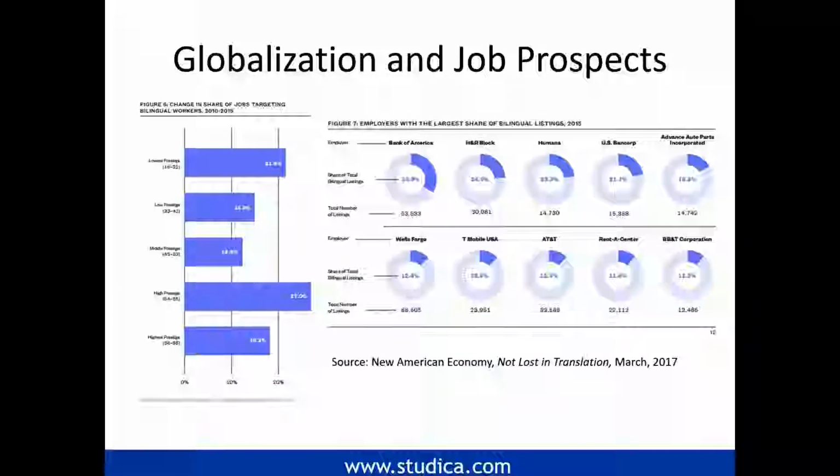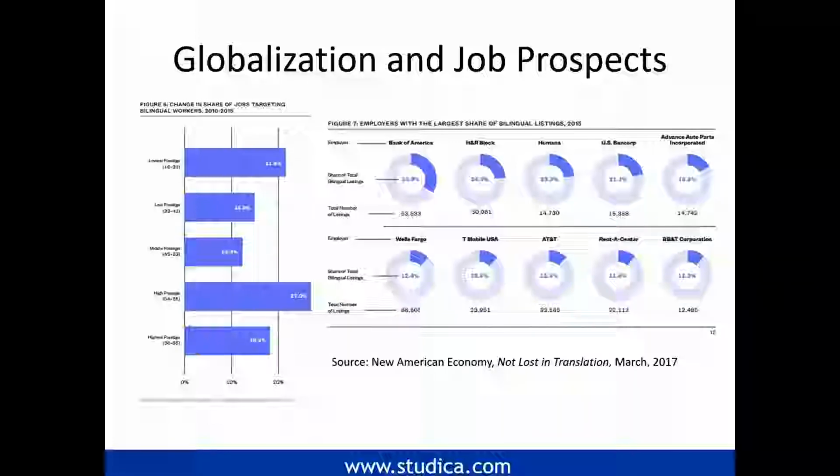These stats are showing us what I just described. The figure on the left is the change in share of jobs targeting bilingual workers between 2010 and 2015, and it's split up by prestige. Now, prestige is, I want to say, an abstract measurement. It's essentially how people perceive the prestige of a certain job.